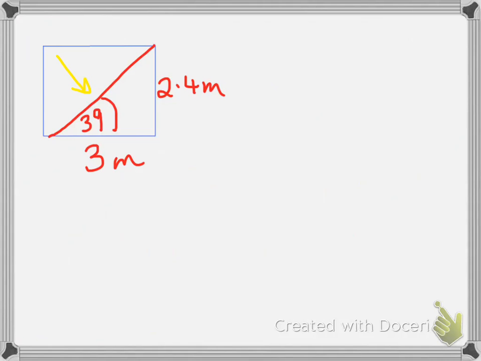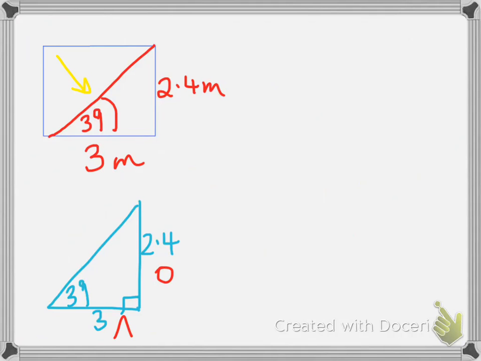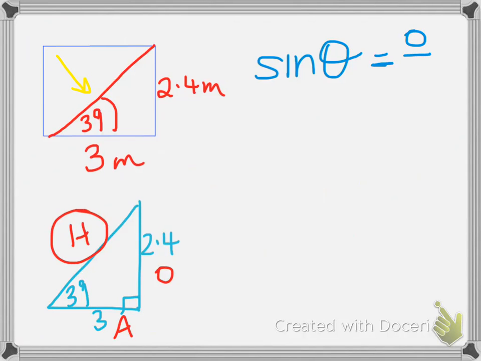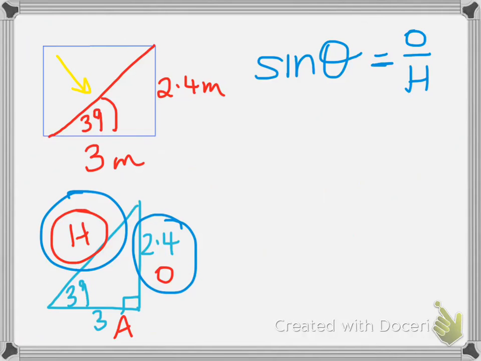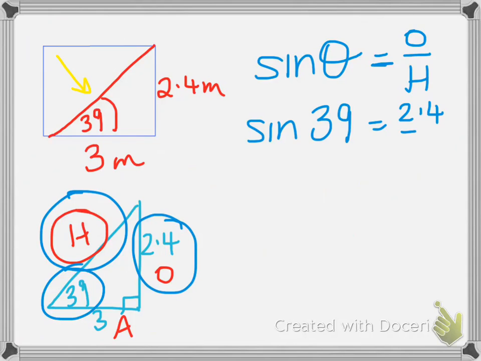So we'll go back to working with our right angle triangle. And our right angle here is this, and here it is. We know this is 39, 3, 2.4. And we'll label up our sides this time. So our sides are labelled opposite, adjacent, and hypotenuse. What we're trying to do is find the hypotenuse. And a rule with an H in it is going to be our sine rule. So we're going to use sine of theta equals opposite over hypotenuse. So we've got our opposite side, we've got our hypotenuse, and we've got theta. Sine of 39 equals 2.4 divided by our H.